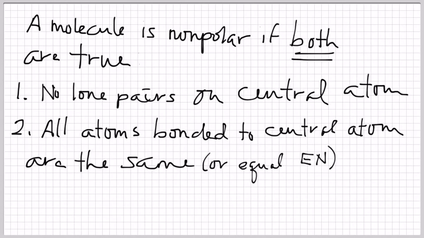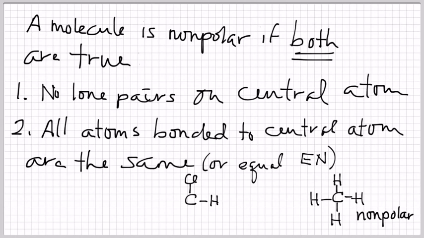So if you had CH4? Let's do a quick example down here. So if I have CH4, this is methane, and that's the Lewis structure for methane. Are there any lone pairs on the central atom? No. Are all the atoms bonded to the central atom the same? Yes. There are no lone pairs. All the atoms are the same. This is nonpolar. So this is a nonpolar molecule. It's tetrahedral too, exactly.